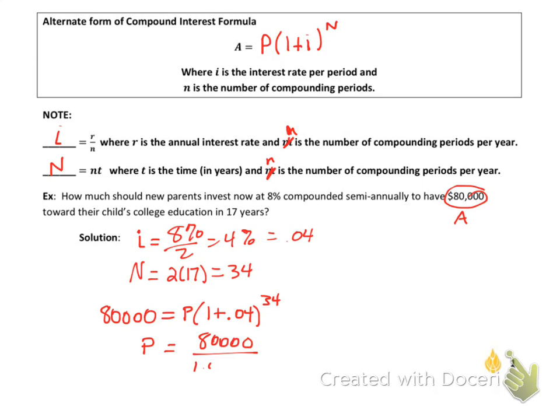And you'll end up with 80,000 over 1.04 to the 34th. Plug that into your calculator and it shows you that you need to invest up front $21,084.17 in order to have $80,000 towards your child's education in 17 years. While that's the correct answer and mathematically sound, one of the problems is that in most circumstances, unless you have a windfall or a massive inheritance show up all at once, you're not going to have $21,084.17 when your child is just born to begin saving.